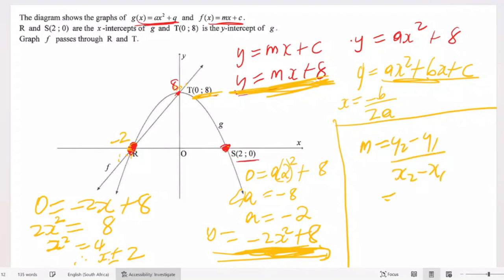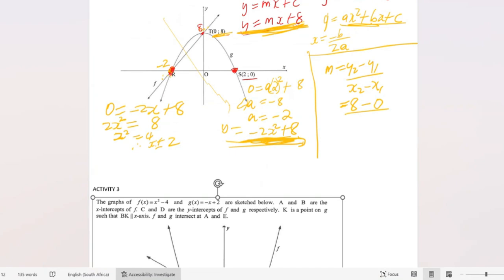What is your y1? Decide on which one you're going to make your y1. Let's say it's this 8. We can use 8 as our y2 and 0 as our y1. So it's going to be 0 minus minus, which is plus 2. So this is going to be 8 divided by 2, which is equal to 4. So the gradient is equal to 4. Therefore, your y is equal to 4x plus 8.